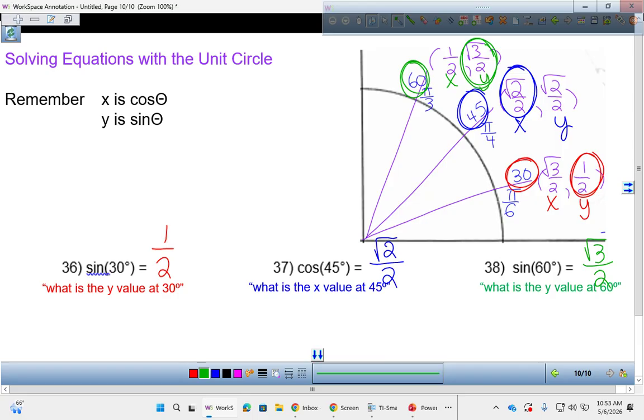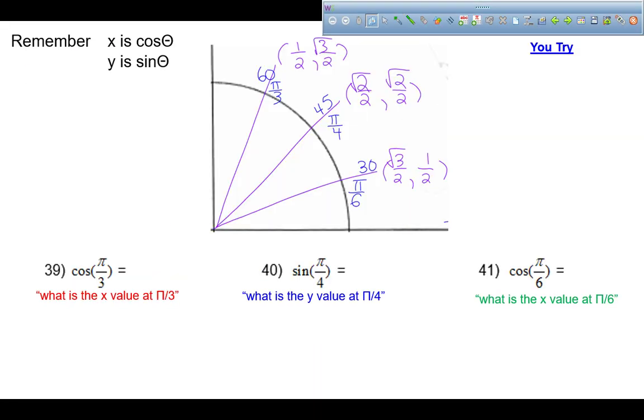Does that make sense? All right, so I want you guys to try the next ones. Same type of question, but now it's in radians. But you have the radians, right? Here's your pi over 6, here's your pi over 4, here's your pi over 3. And if you're stuck, I generated a leading question up here for you. Your answer is going to be a fraction, 1/2, √2 over 2, or √3 over 2. You just have to figure out which one of those three it is.